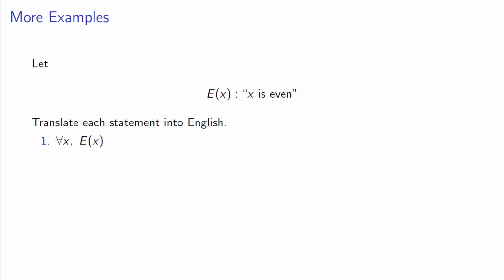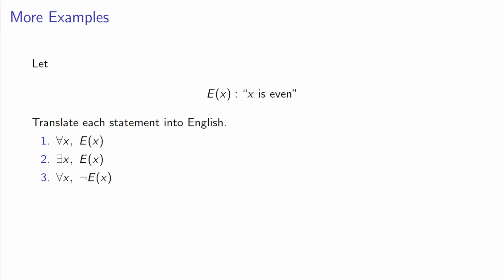Some more examples: we could have the predicate E of x is the predicate x is even. So this first one would say for all x, E of x, that says basically that every number is even. That is a statement, it is false. This one says there exists an x such that E of x. So there exists an even number. This one is true. There does exist an even number.